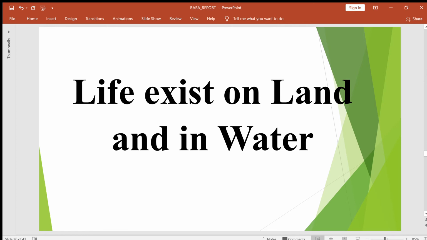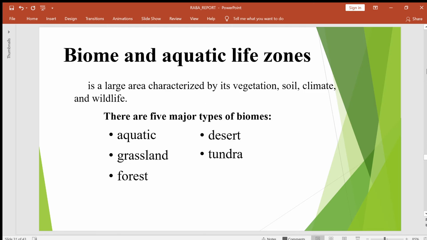Life exists on land and water. The biome and aquatic life zone. A biome is a large area characterized by its vegetation, soil, climate, and wildlife. There are five major types of biomes: aquatic, grassland, forest, desert, and tundra.